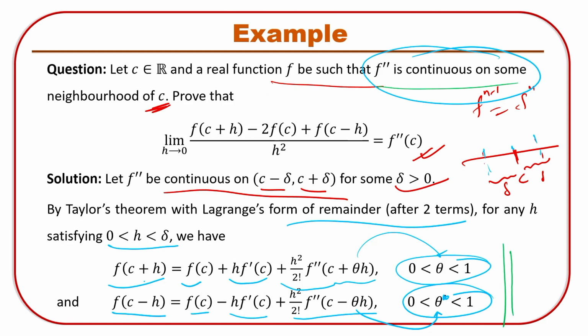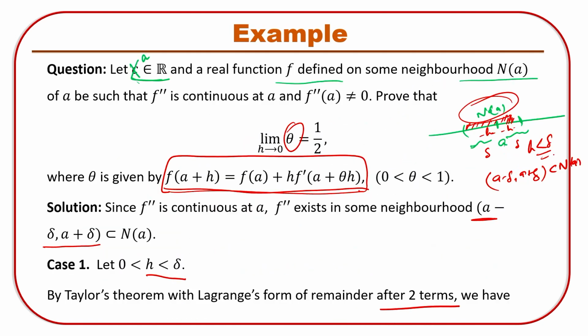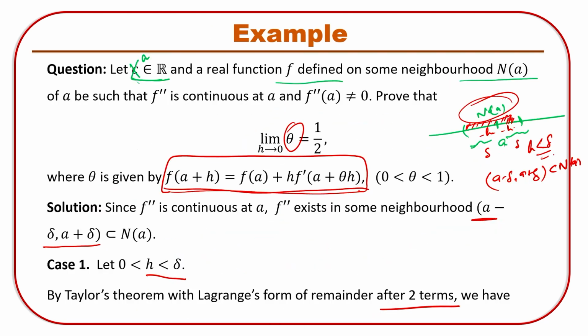And then the second problem was to show, if f double dash is continuous on some neighborhood of c, then by the limiting value we have shown that f of c plus h minus 2 f of c plus f of c minus h, divided by h square, equals the limiting value f double dash of c. Similarly, the next question was also a theoretical one, where we proved f of a plus h equals f of a plus h f dash of a plus theta h, with the limiting value of theta equal to 1 by 2, and so on.